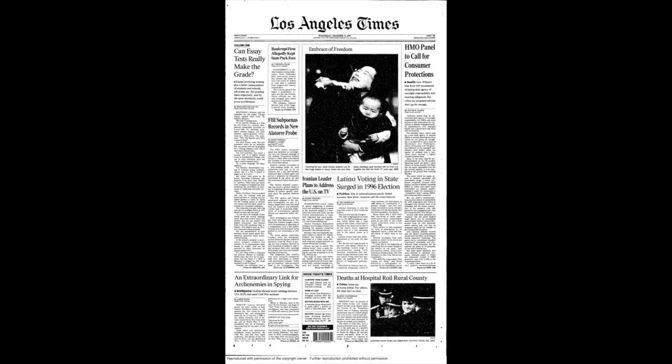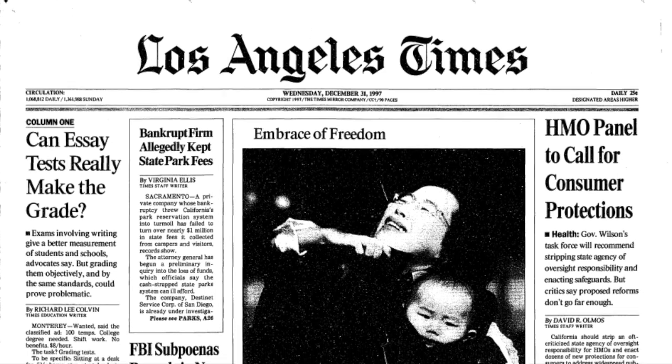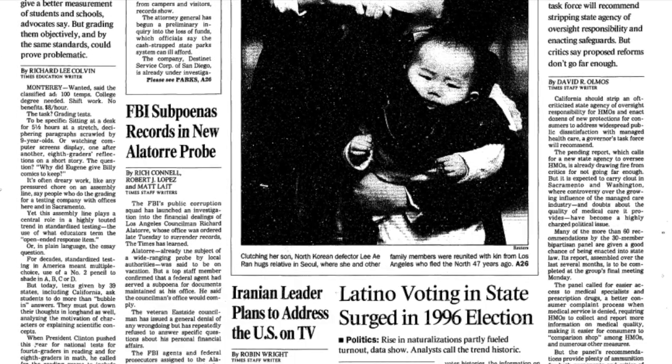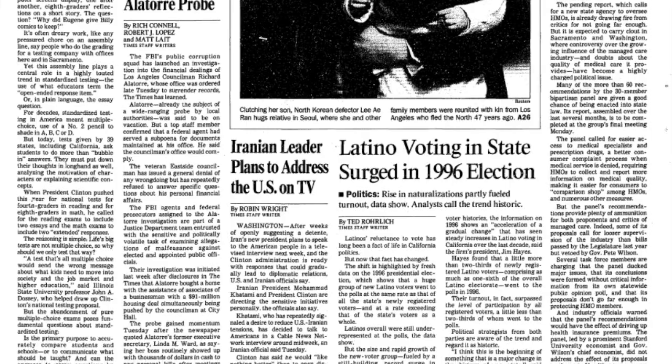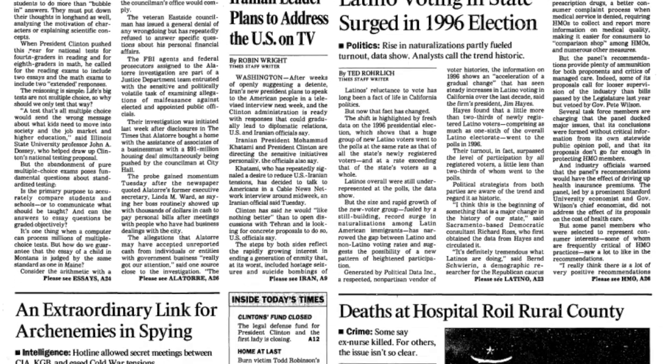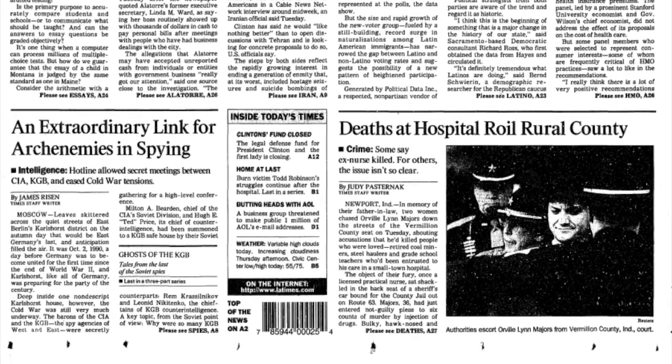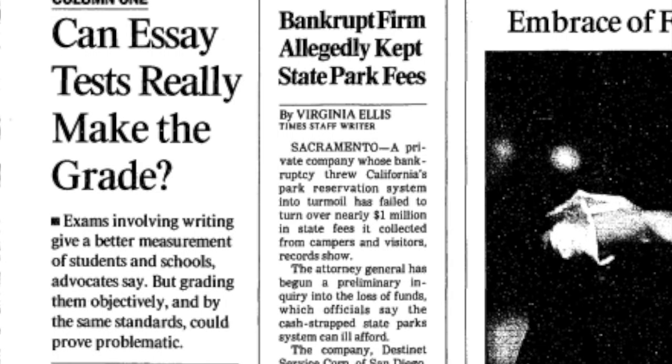The last and most recent front page in this analysis is from December 31st, 1997. Upon first glance, this paper does not stray far from the design and aesthetics of the one from 1975. It also features photos and the similar headline structure with varying bolded text. The most notable difference is in the bullet points that lie below the headlines of articles.